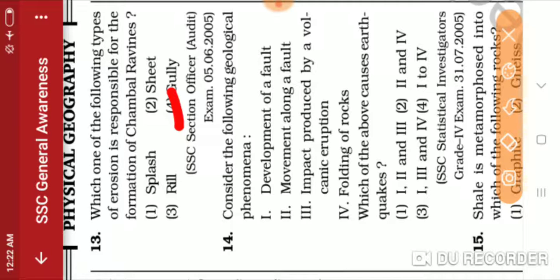Question number 14. Consider the following geographical phenomena: development of fault, movement along the fault, impact produced by volcanic eruption, folding of rocks. These are the causes of earthquake. So number 1 is correct.